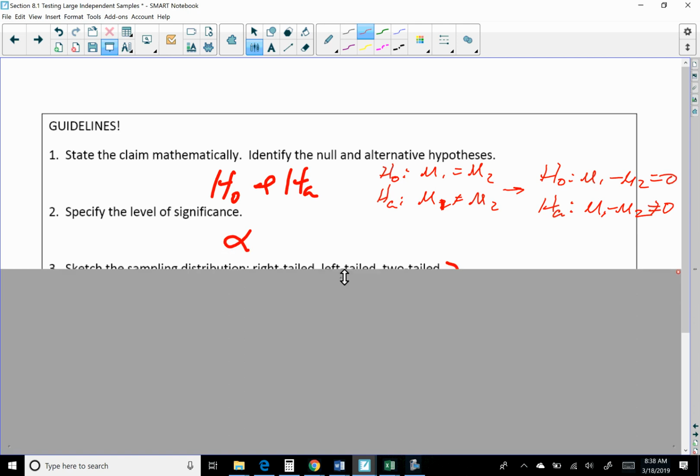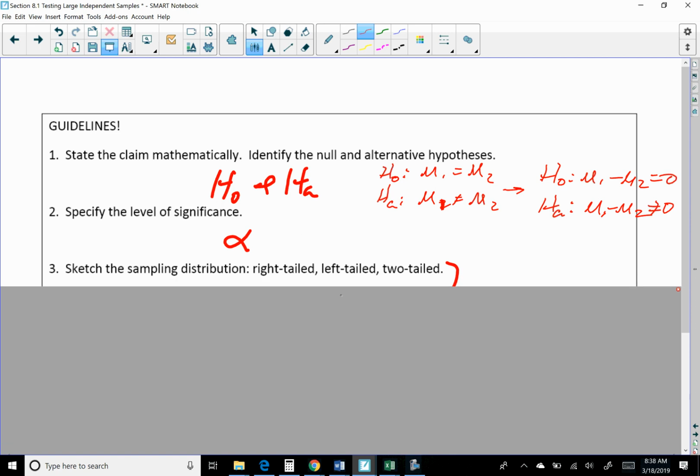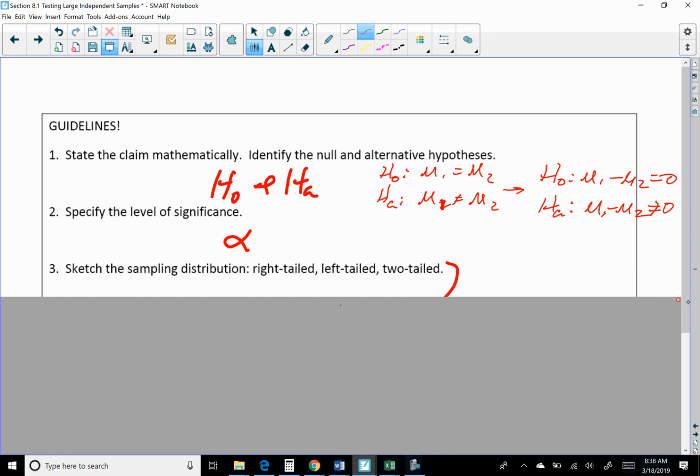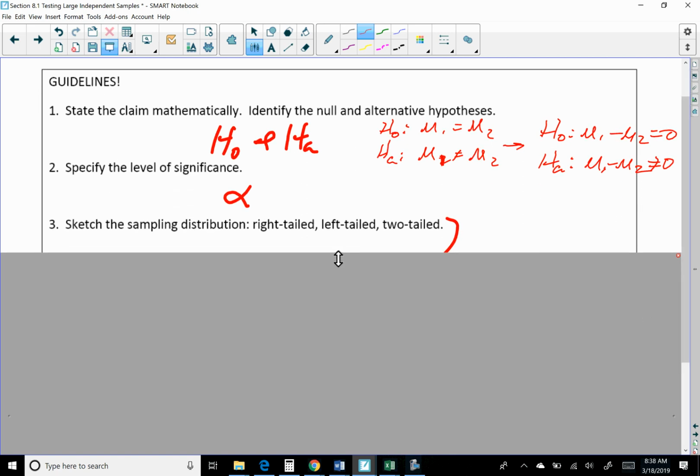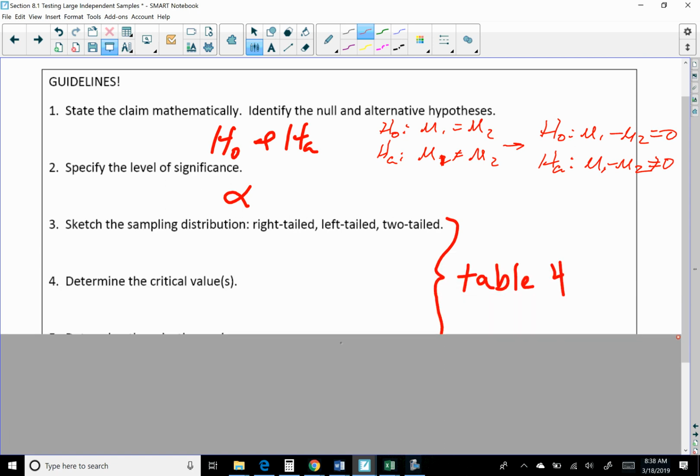Specify the level of significance. You guys are familiar with that. Level of significance, typically 0.05. We do use other ones. But the level of significance, alpha, is the probability of making a type 1 error. We use that to find our critical values. You should remember that. Sketch the sampling distribution, right tail, left tail, or two-tailed.